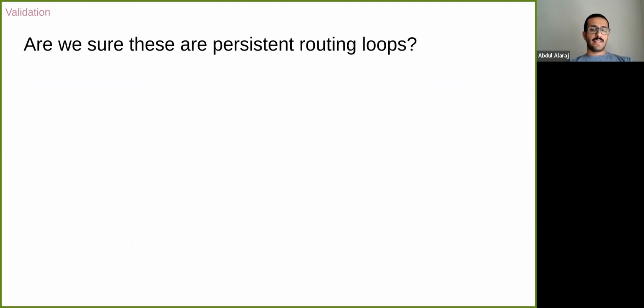Now we try to validate our results. First, we ask, are these really persistent routing loops? Or is it the case that the number we find is an artifact of our methodology or the tool we use? Also, are these loops only visible from our vantage point?